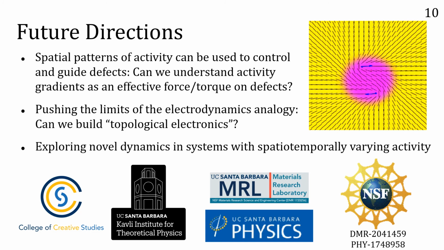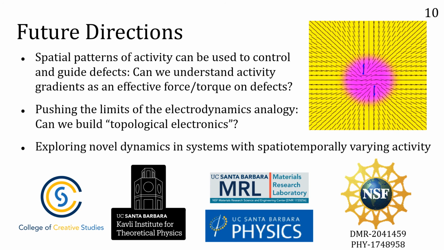Our approach towards this goal right now involves using a circle of activity to trap two +1/2 defects together and to vary the gradient to try to compare its effective force with the Coulomb repulsion between defects. We also plan to continue to push the limits of the electrodynamics analogy. We're interested in seeing if we can use activity patterning to build essentially topological electronics.